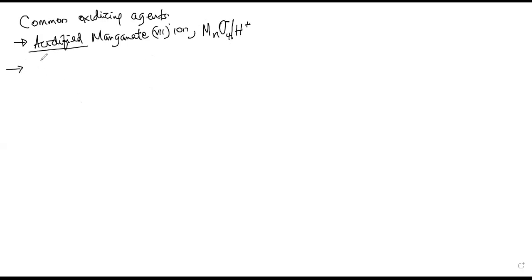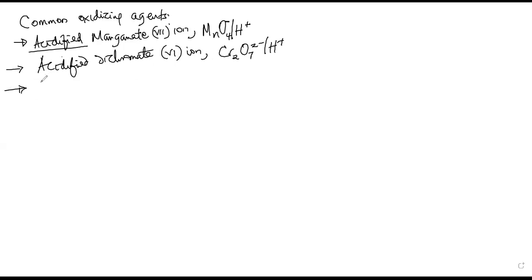2, we've got what you call acidified dichromate 6 ions. And this is Cr2O7 2 minus, H plus. This is acidified dichromate 6. Then we've got what we call acidified chromate 6 ions. And this is CrO4 2 minus, acidified. So that is acidified chromate 6.